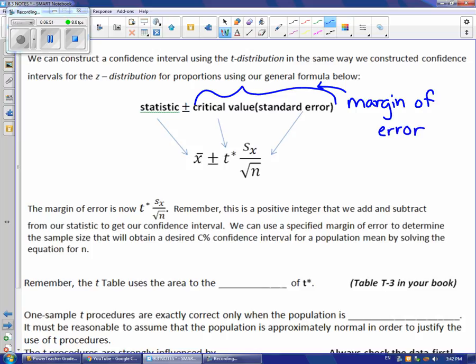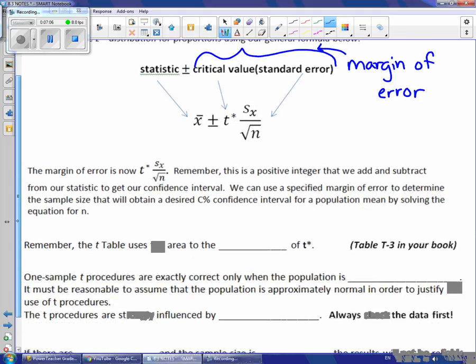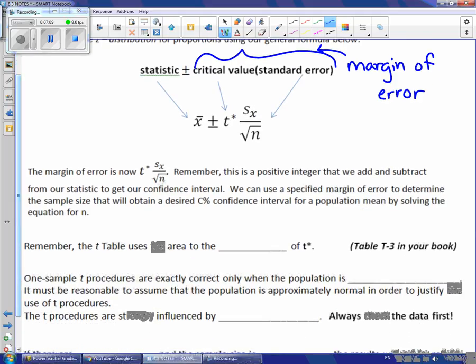Okay, now using this formula and putting in our symbols for means, our statistic is x bar, our critical value is now t star, and then don't forget we're using s instead of sigma for our standard deviation. Now our margin of error is always going to be a positive integer that we add or subtract from our statistic to get our confidence interval. We can use a specified margin of error to determine the sample size that will obtain a desired confidence interval for a population mean by solving the equation for n.